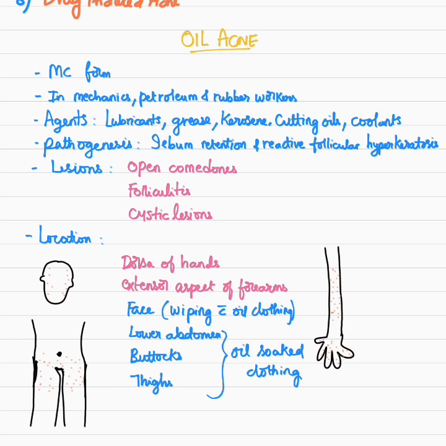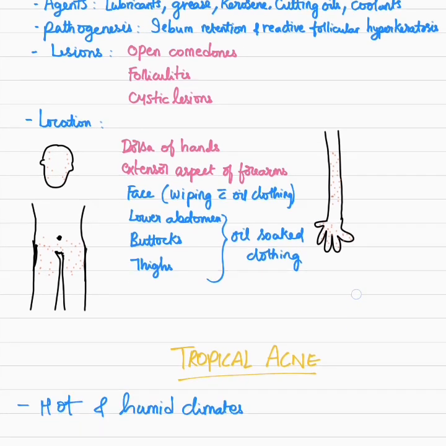So that is a sketch depicting the location where oil acne can occur. Dorsum of hands and extensor aspect of forearms on the right hand side, and the face, lower abdomen, buttocks and thighs on the left hand side.